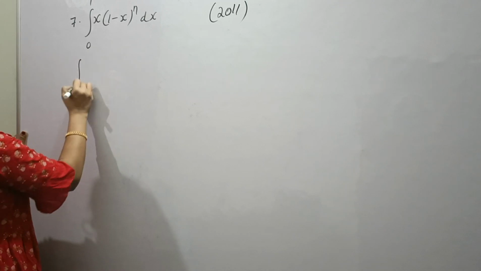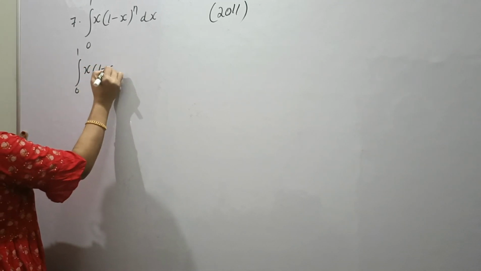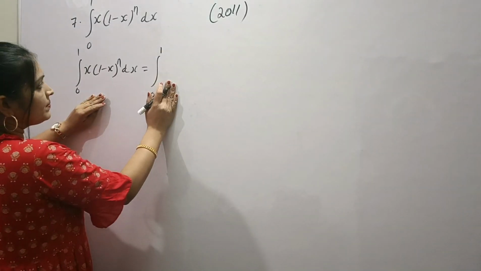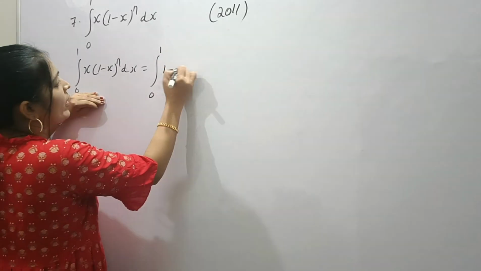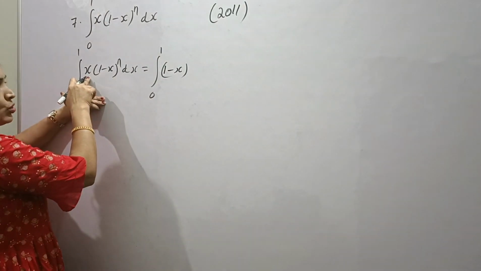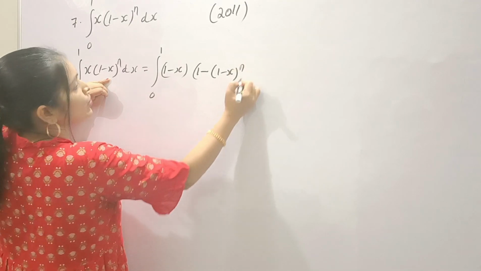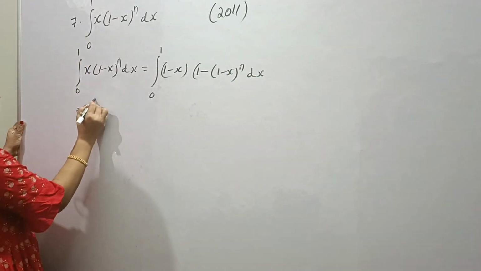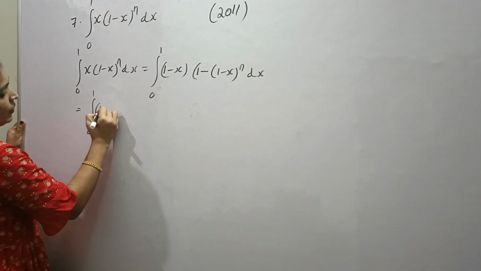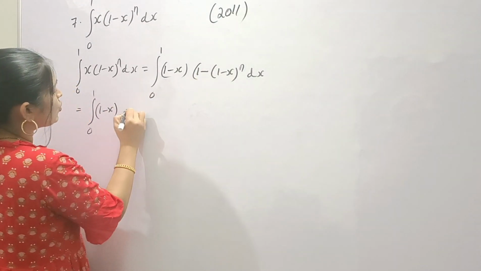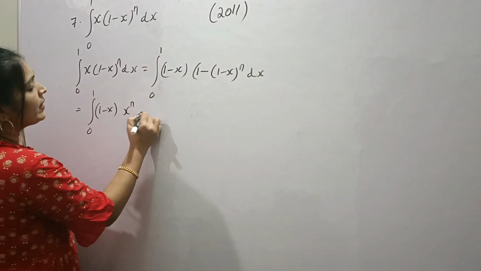So this integral, the integral from 0 to 1 of x into (1 minus x) whole raised to n dx, is equal to the integral from 0 to 1, where in place of x we write a minus x, f of a minus x. Here a is 1, right? So 1 minus x into, in place of x we should write 1 minus x, and it will be (1 minus x) whole raised to n dx. That is equal to the integral from 0 to 1 of (1 minus x) into, here 1 minus 1 cancelled, minus into minus plus, x raised to n dx.